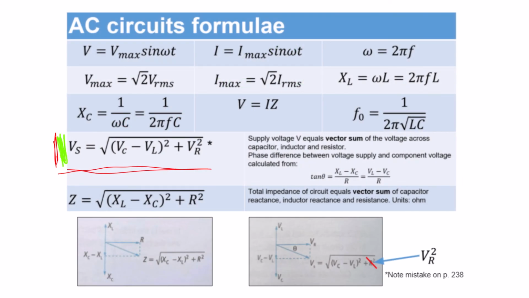To find the supply voltage, we need to find the difference between the voltage across the capacitor and voltage across the inductor, and then the voltage across the resistor. So this is just Pythagoras. And in this case here, when we look at impedance, again we find the difference between the inductive reactance and capacitive reactance and resistance. Again, Pythagoras lets us find that, and we can find the angle again, of course, as well.